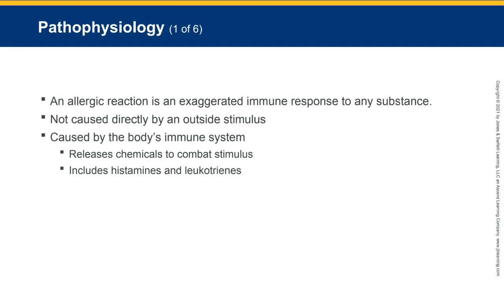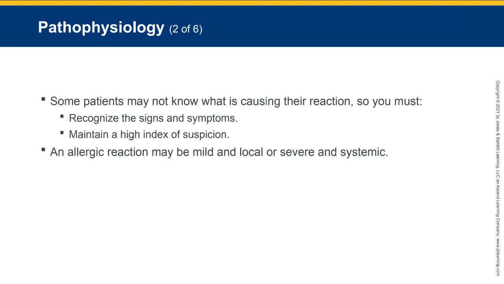It can cause the airway to become irritated and constricted, and it can cause the blood vessels to dilate and become more permeable, which causes a drop in blood pressure. Some patients may not know what is causing their reaction, so you must recognize the signs and symptoms and maintain a high index of suspicion. An allergic reaction may be mild and local, or severe and systemic. Once it's severe and systemic, you now have anaphylaxis. If it's mild and localized, an antihistamine is fine for treatment.